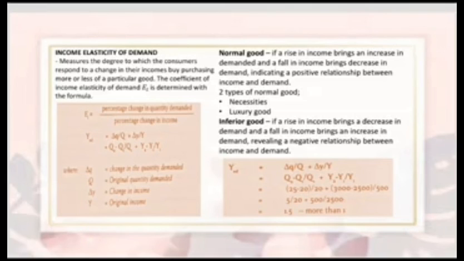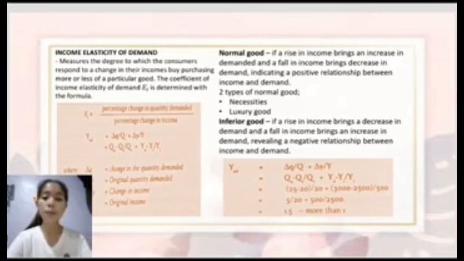To illustrate the formula given, consider an income of the consumer which is 2,500 pesos, wherein he or she is able to buy 20 boxes of muffins. But when his or her income increased to 3,000 pesos, he or she purchased 25 boxes of muffins. So now let's compute this income elasticity of demand. So copy the formula of income elasticity of demand and the amounts given.